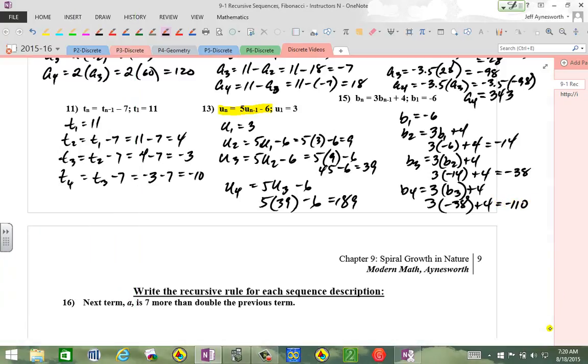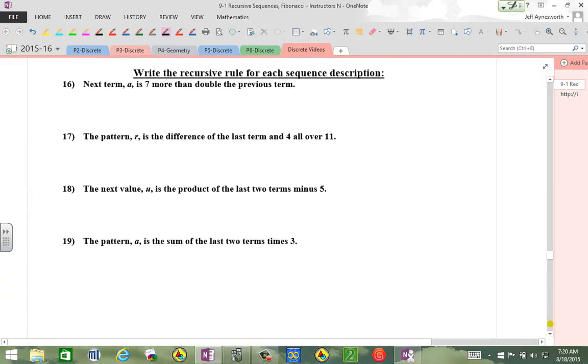All right. Now the only thing we need to do is the last 4. Just write the recursive rule. And let's go for it here. Next term, a is 7 more than double, that means times it by 2, the previous term. So a sub n is 7 more than 2 times the previous term, so 2 times a sub n minus 1. Or you can write it as 2 times a sub n minus 1 and then add 7, either one. The order here, because of the addition, doesn't matter.